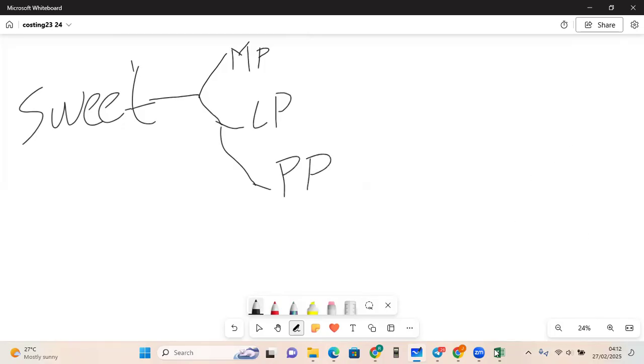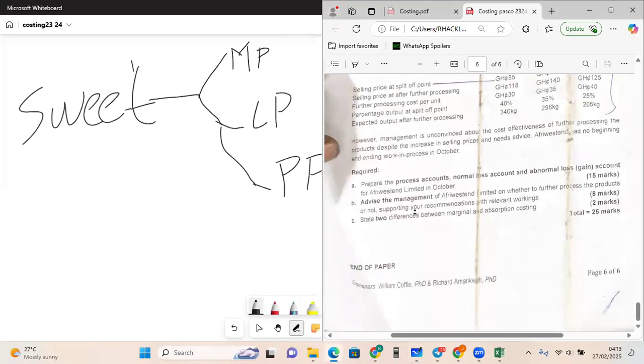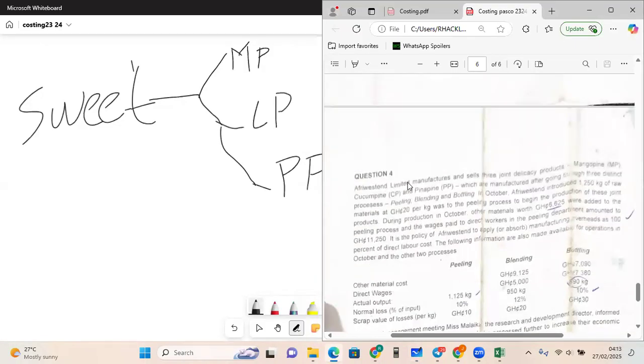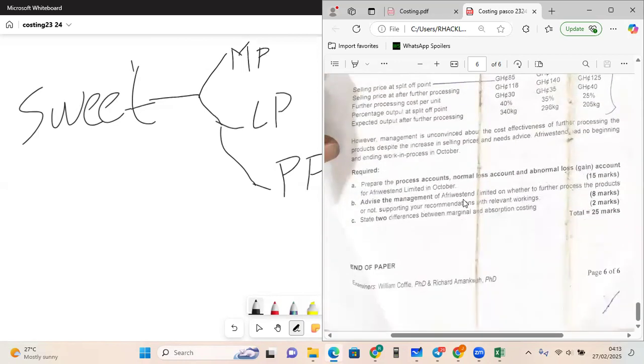Because you can see from here that the company is a manufacturer and it sells three joint products. So initially it will start as one material until it gets to the final stage where it will disperse. It will be broken down into three: MP, CP, and PP. That's the same theory as in the earlier example.